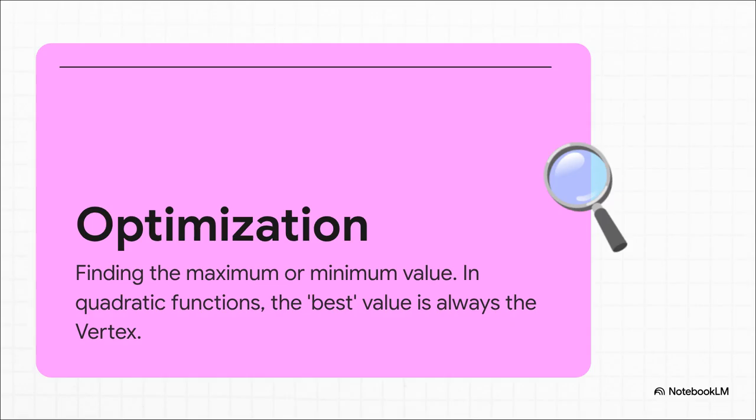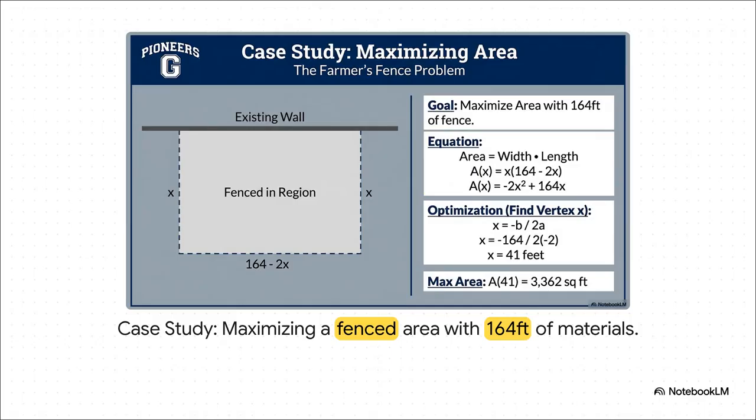And here's the secret. For any situation that you can describe with a quadratic function, the answer to the question of what's the best is always, and I mean always, found at the vertex. Let's look at this case study. You've got a farmer. They have 164 feet of fence, and they want to build a rectangular pen next to a wall they already have. Naturally, they want to get the biggest possible area.